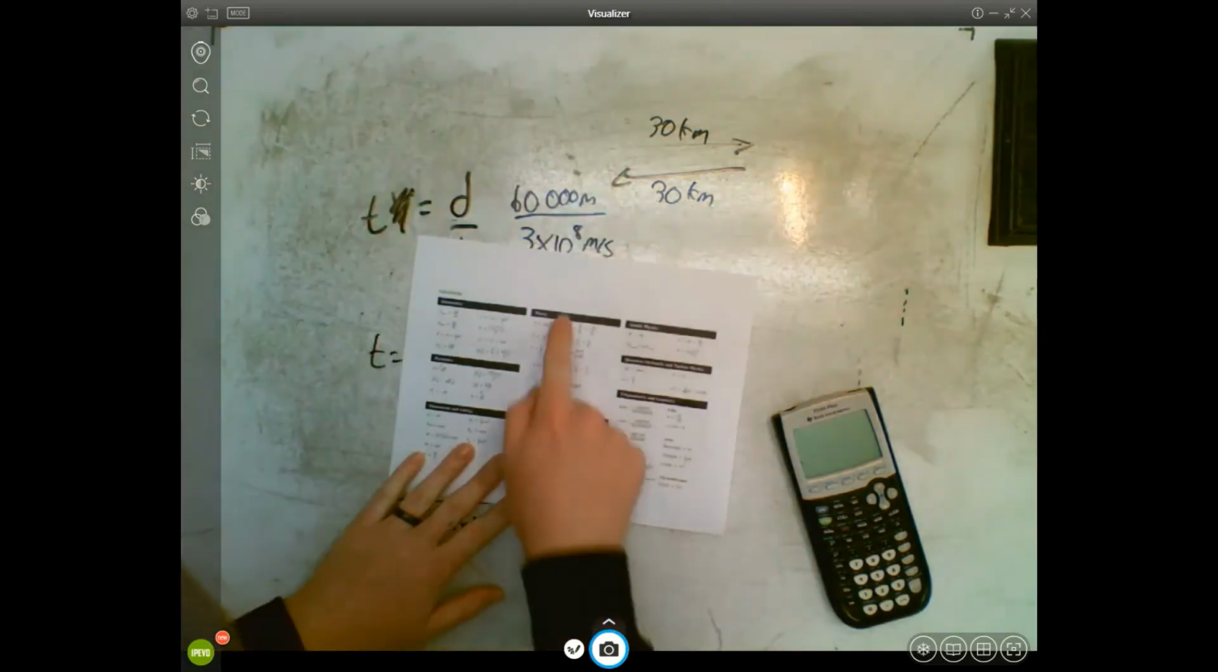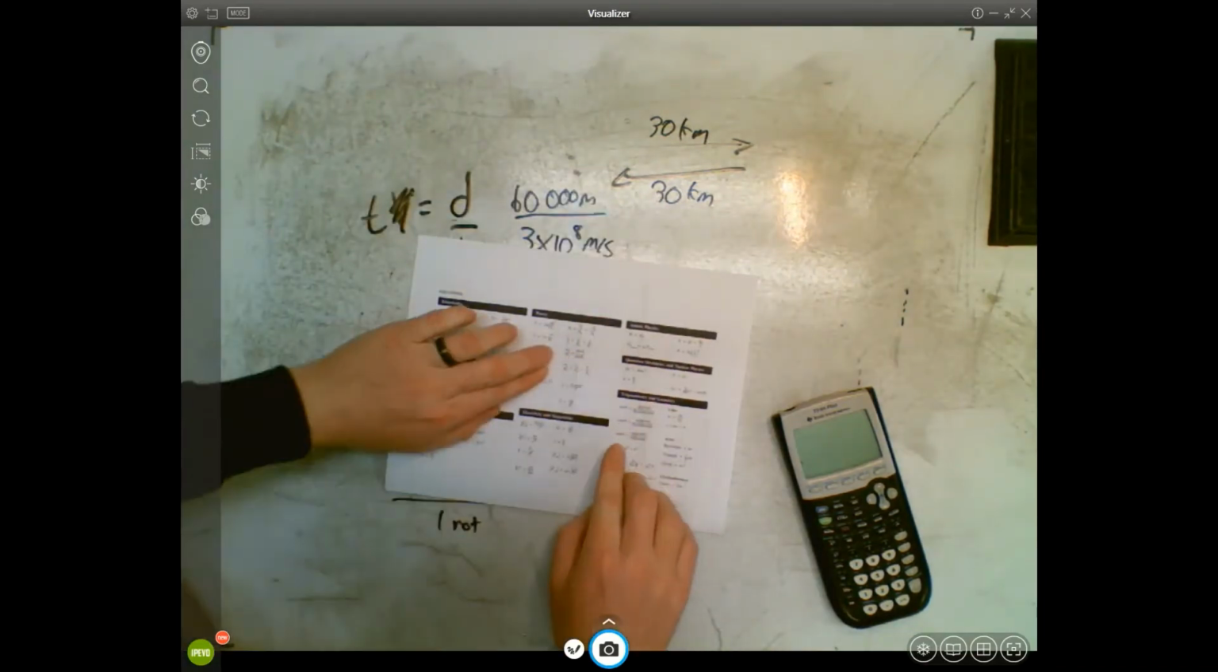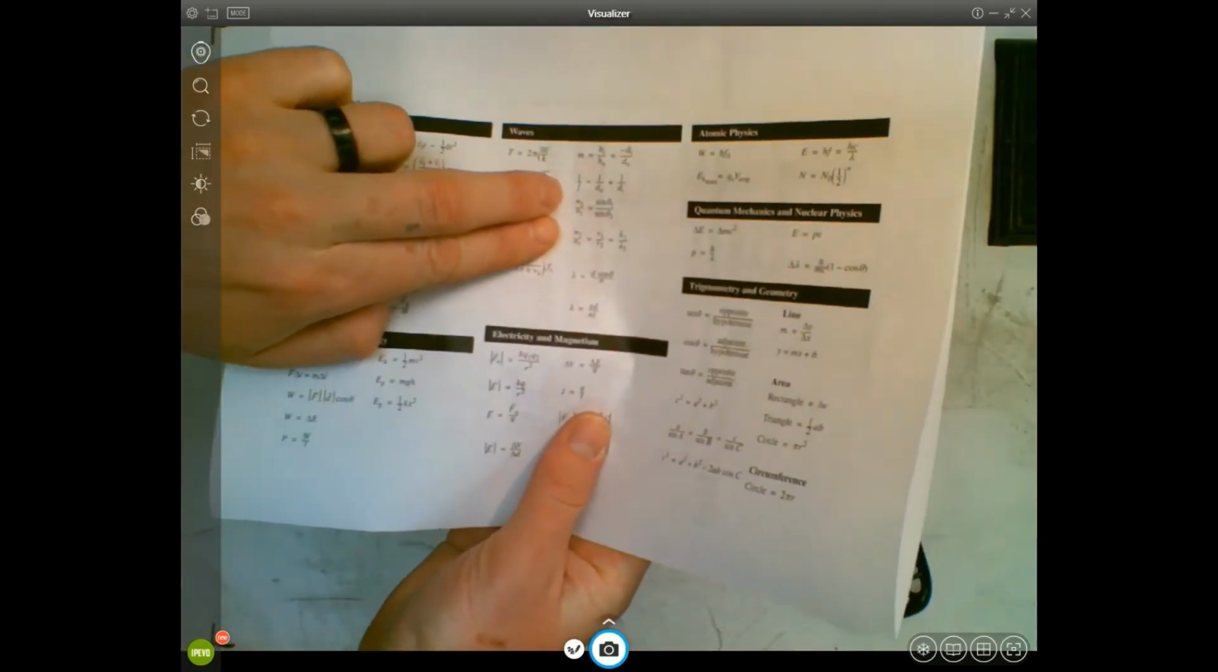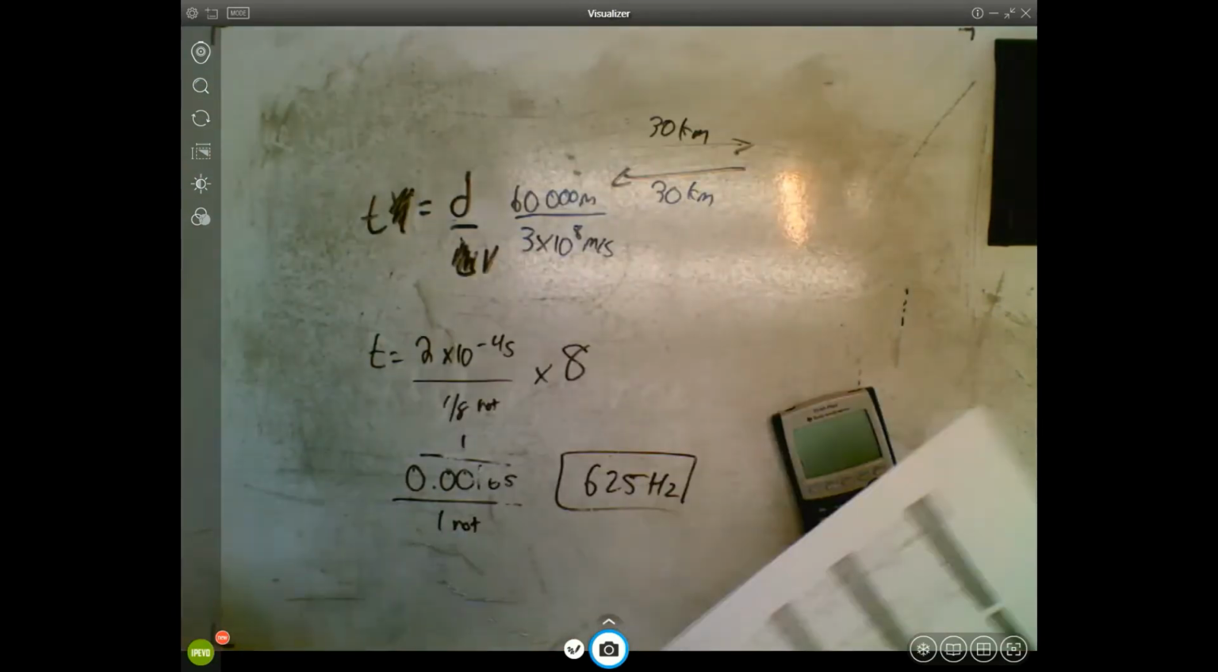So these are all found under waves. It's broken up into two formulas. These are the two right there. It's under waves because these are all wave properties.